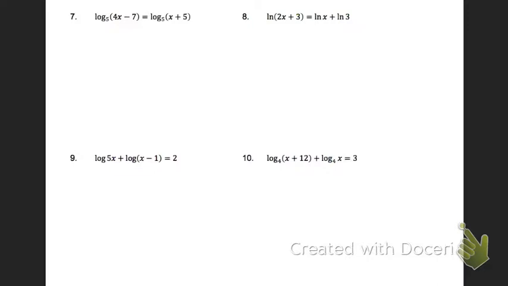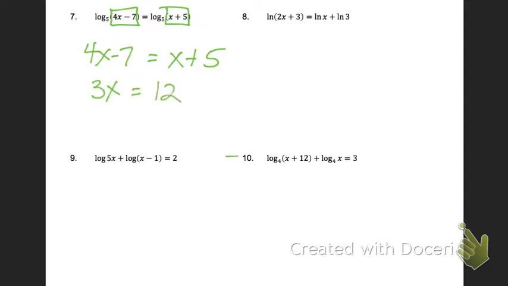Number 7, this one is it a log on one side or on both? Both sides. These are the ones that you're going to love. They're so easy. You just set the insides equal to each other. 4x minus 7 equals x plus 5. That only works if they have the same base, but you will really only get examples where they have the same base.